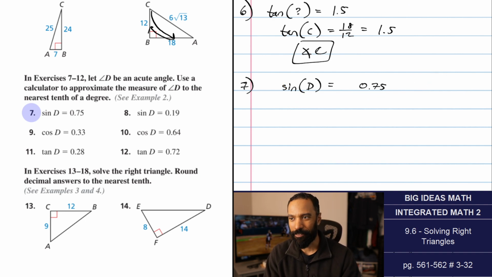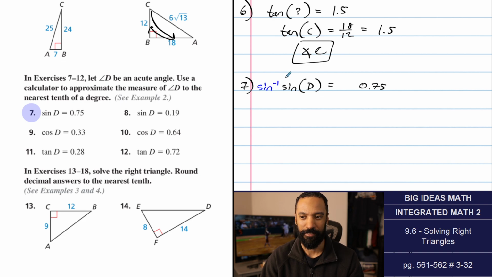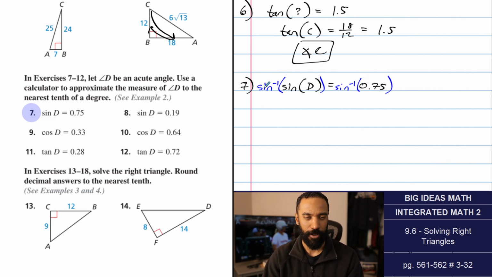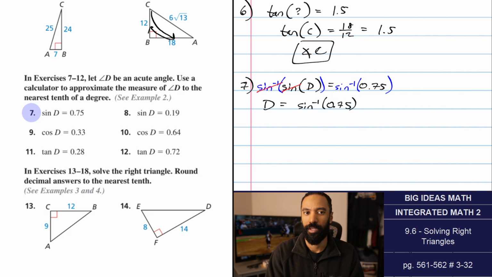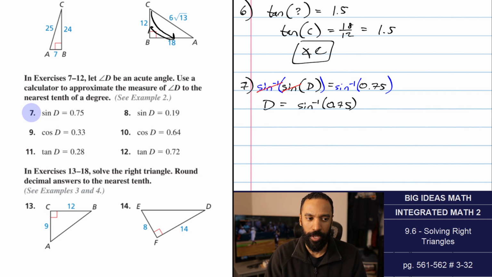Anyway, there's an inverse to sine, and it's called inverse sine, but it looks like this. You take the inverse sine of this side and take the inverse sine of that side. The inverse sine of the sine of something effectively, for all intents and purposes, for a right triangle, cancels out those and leaves you just with D. So D is the inverse sine of 0.75. That's an exact answer. Not a very attractive answer, though. We'd rather look at the degree value.